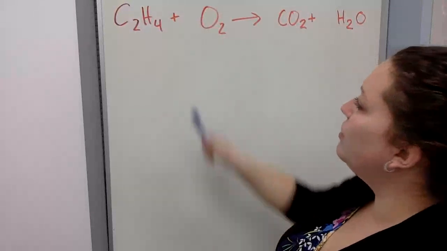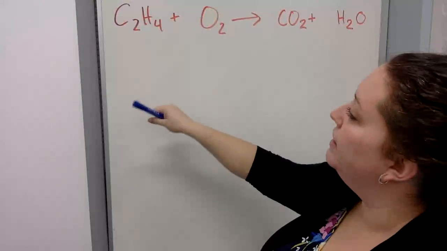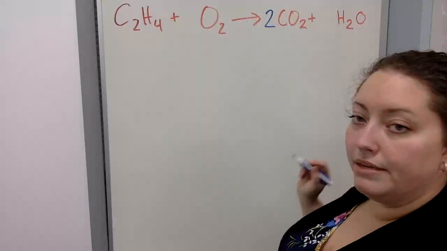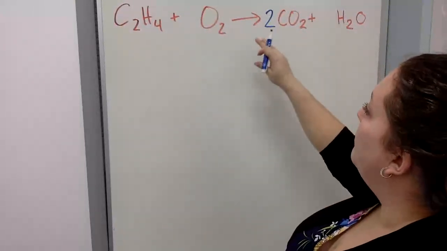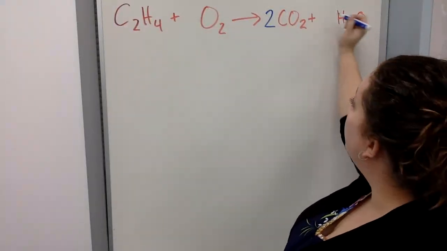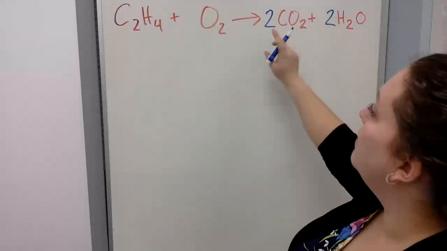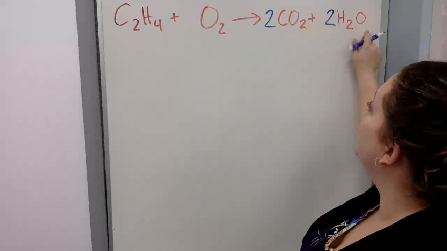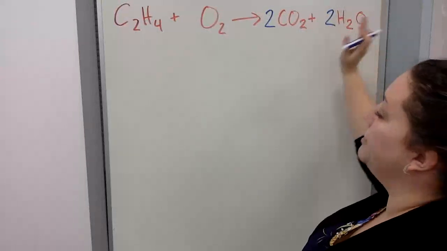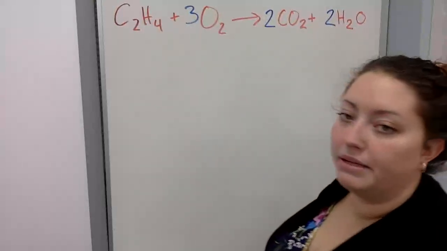You'd usually want to start with carbon, and leave your oxygen and hydrogen until the very end. So we have 2 carbons here, 1 carbon here. I'm going to stick a 2 here to balance out the carbons. Now looking at my hydrogens, I have 4 hydrogens here and 2 here, so I'm going to have to put a 2 here as well. Now I have to figure out my oxygens. I have 2 times 2 plus 2, because this 2 goes here, so 4 plus another 2. I have 6 total oxygens on this side, so I'm going to need to put a 3 in front of this to make that balance.